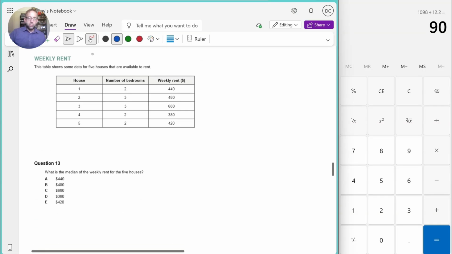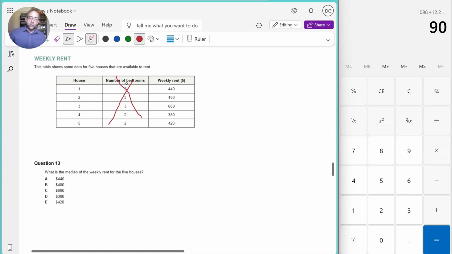So in question 13, we have got a table showing us the weekly rent for some houses. House 1 has 2 bedrooms and has a weekly rent of $440, costs you $440 to rent that each week. House 2 has 3 bedrooms and it's going to cost you $480 to rent that, so on and so forth. But question 13 wants us to get the median of the 5 houses. So where this would catch out some of the students that I tutor and other people, in my opinion, is this number of bedrooms is actually irrelevant. That is not going to help you find your median.